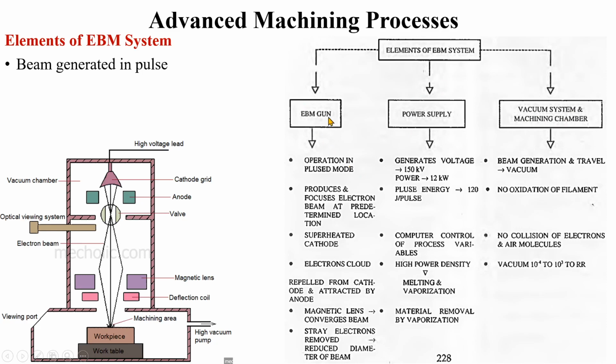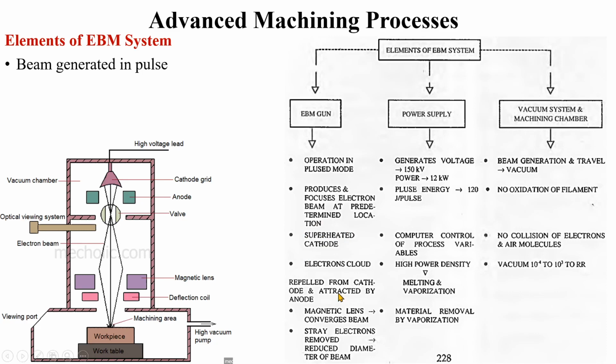If you look into the EBM gun, it operates in pulsed mode. That is, the beam generation is not continuous. The electron beam will not be continuously striking the workpiece material, and the electron generation will be in pulsed mode. The electron beam gun produces and focuses the electron beam at a predetermined location. The location is predetermined initially by computer control or programming, and the electron beam generation is by means of a superheated cathode, by the supply of very high voltage current.